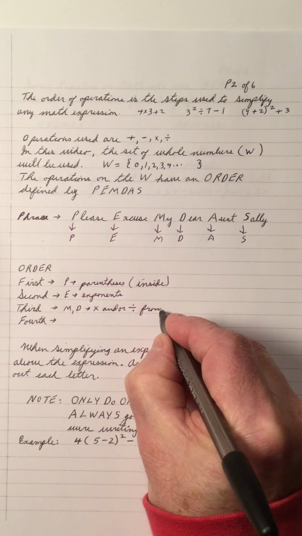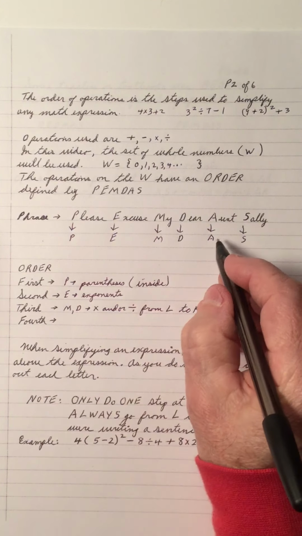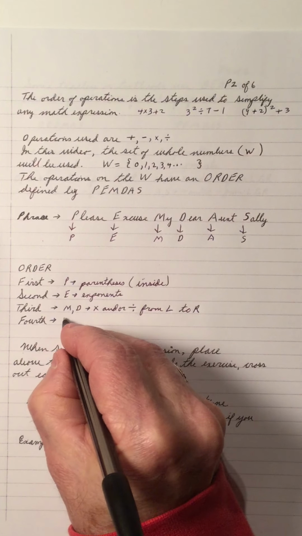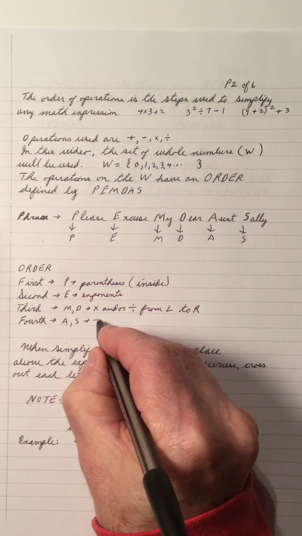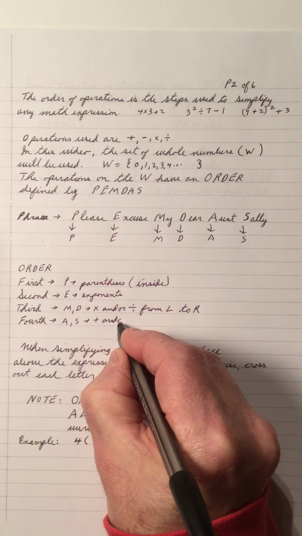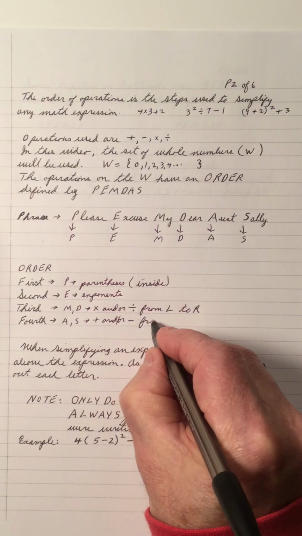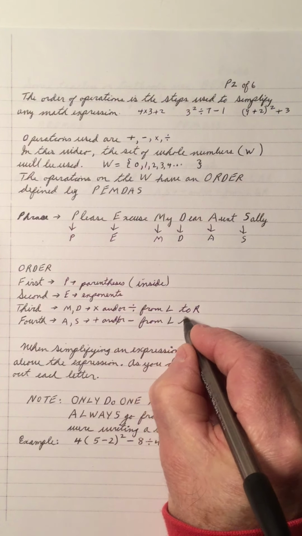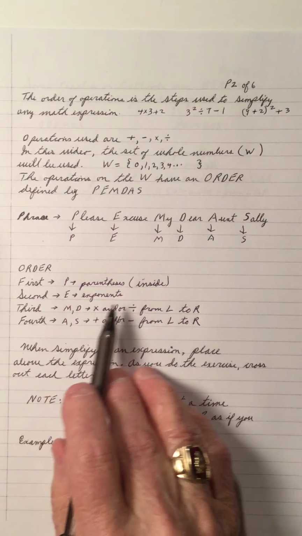You do multiplication and division from left to right. And the next is addition, subtraction. A, S stands for add and or subtract, again from left to right. Extremely important. Follow this order.